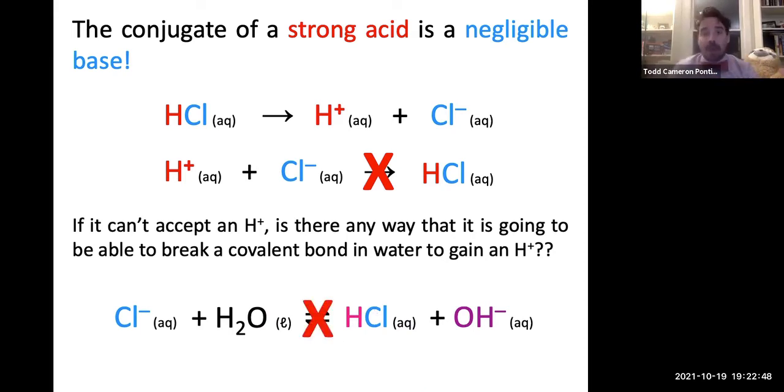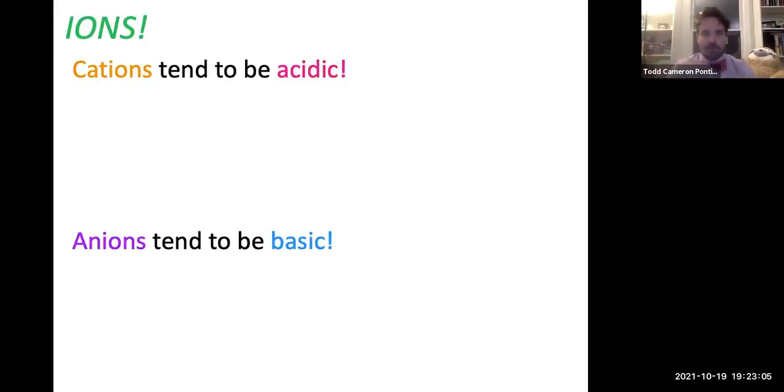So that's why the conjugate of a weak acid is a weak base. The conjugate of a strong acid is a negligible base. And as long as you remember that relationship, you're good to go. Conjugate of a strong thing is negligible. The conjugate of a weak thing is a weak thing. And that will always hold up true.